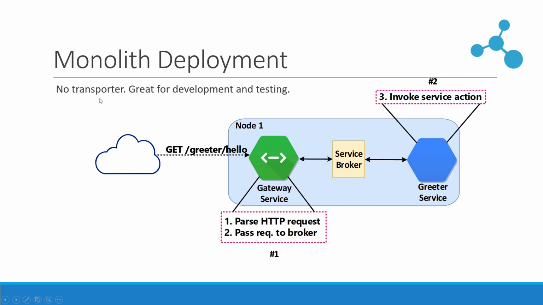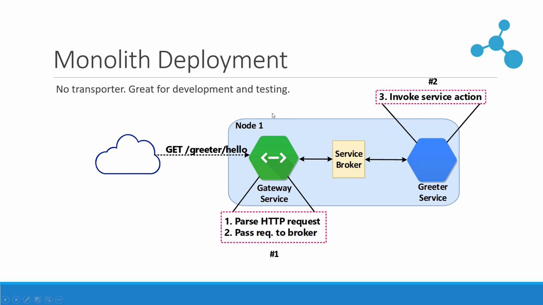There's no need to use a transporter such as NATS, MQTT, or whatever. This deployment over here is great for development and testing, as there's no need to worry about the networking issues. However, this deployment is not scalable and it's not fault tolerant.